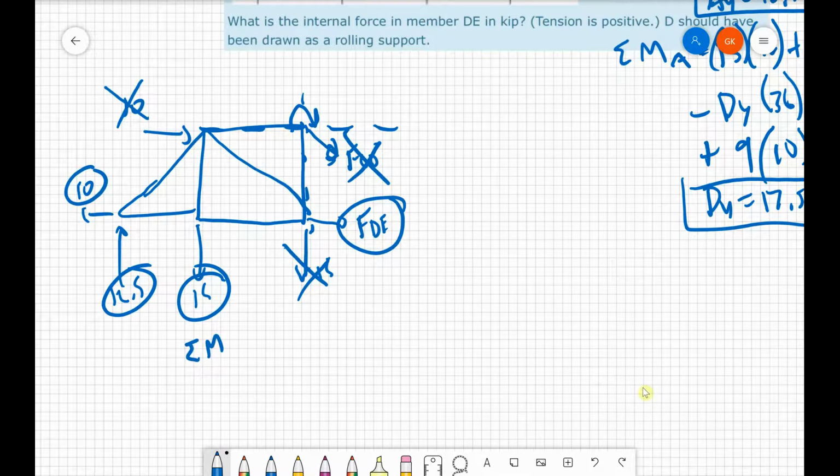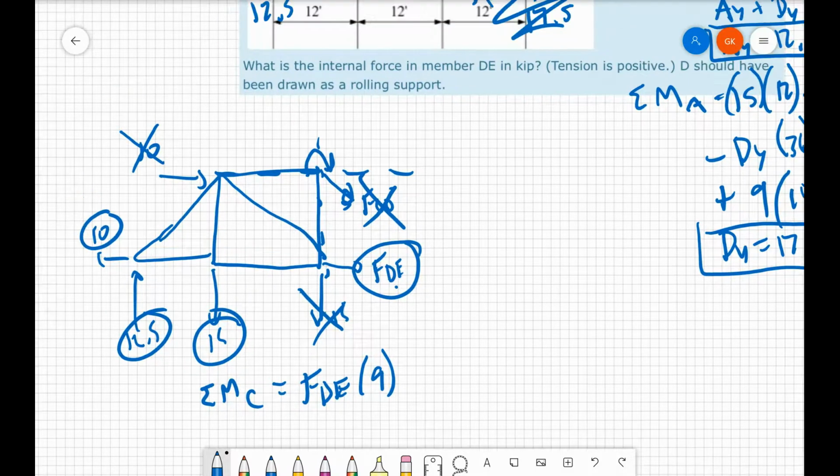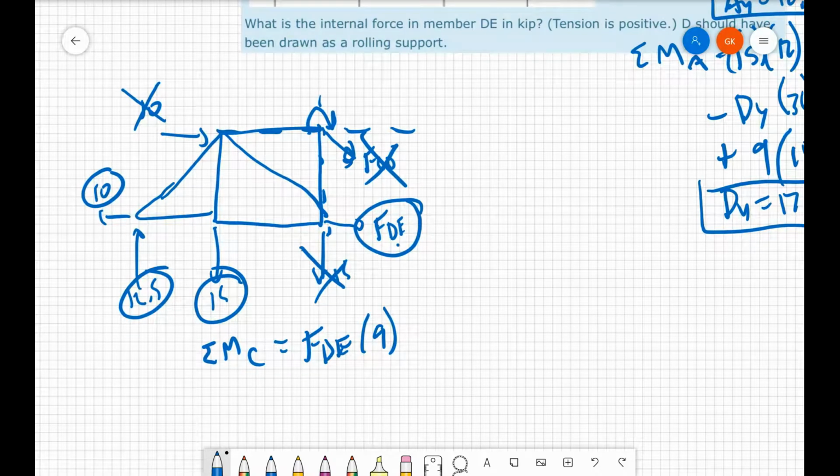Sum of the moments around point C, I believe is what that one is. It's going to be equal to, I'll choose FDE first, so FDE times 9. And then I keep on going. So distance times force. Distance times force. And then we're going to have this one right here, which is, let's see, that one will also be positive as I've drawn it. So plus 12 times 15, because they're both causing it to turn counterclockwise.